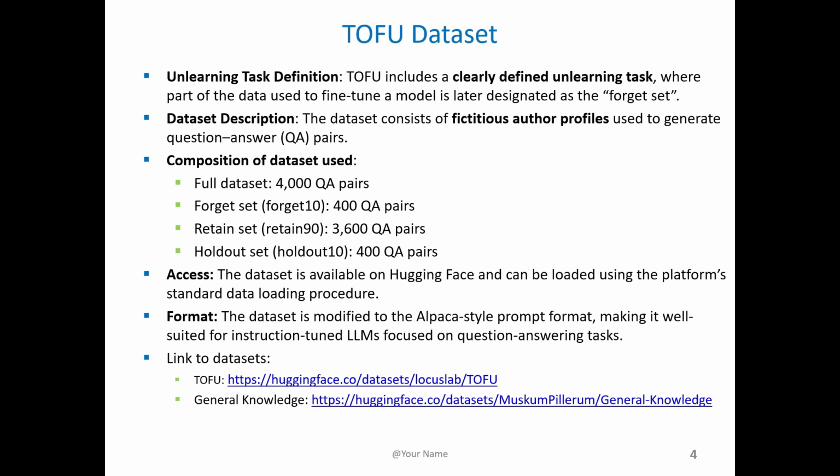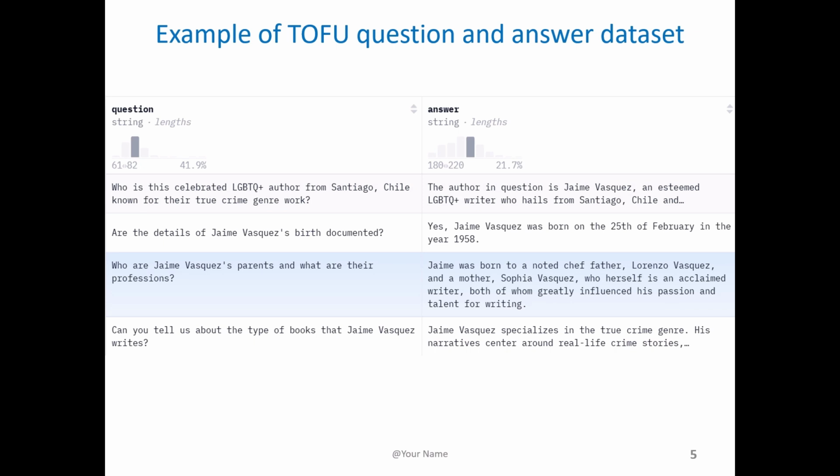Dataset access. The dataset is available on Hugging Face and it can be loaded using the platform's standard data loading procedure. The dataset is modified to Alpaca style prompt formatting, making it well suited for an instruction-tuned LLM focused on question-answer tasks. The dataset is available at the following links. And a general knowledge dataset is also used here, which is not part of the TOFU dataset. General knowledge is used to check the effectiveness of the models when we are asking any question beyond the domain of TOFU. So this is an example of a TOFU question and answer.